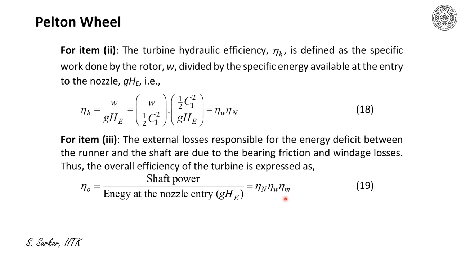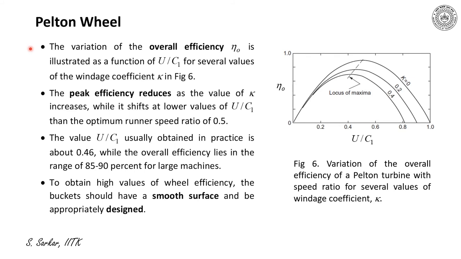which is equation number 19. The variation of overall efficiency eta 0 is illustrated as a function of speed ratio U by C1 for several values of windage loss kappa in figure 6. This figure 6 illustrates the variation of eta 0 as the speed ratio changes for different values of kappa, which represents the windage coefficient. Please note that the peak efficiency reduces as the value of kappa increases, while it shifts to a lower value of speed ratio U by C1 than the optimum runner speed of 0.5. Note that as kappa increases, the maximum efficiency is shifted, as indicated by the dotted line here.